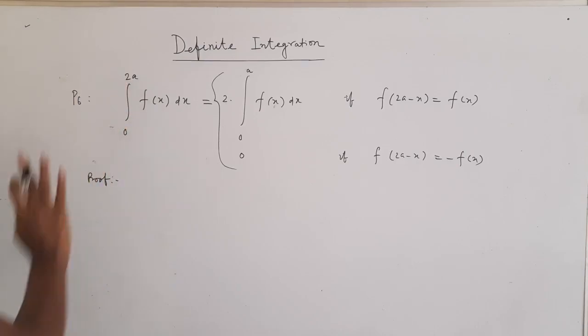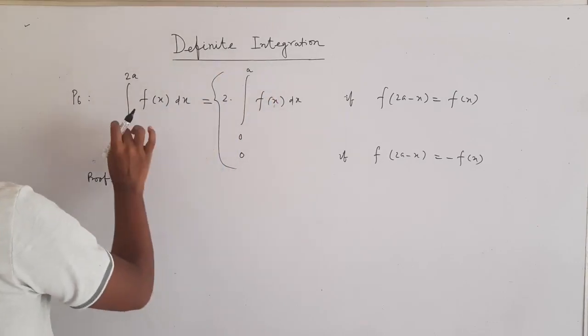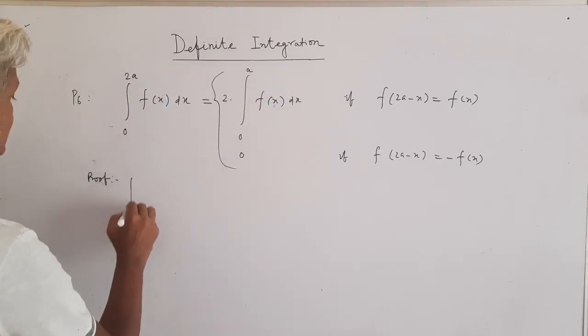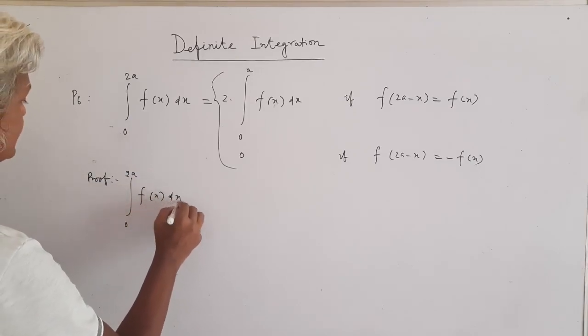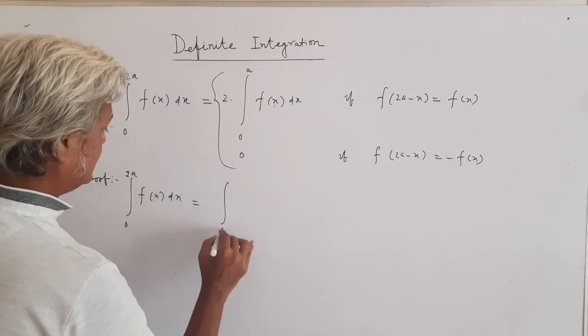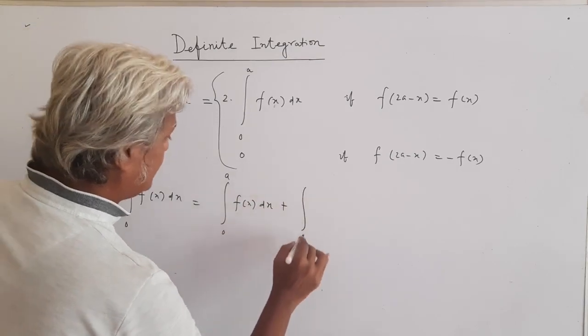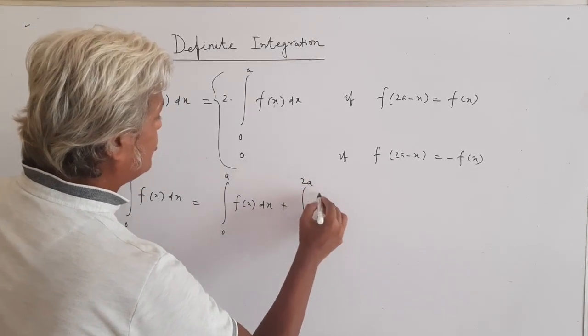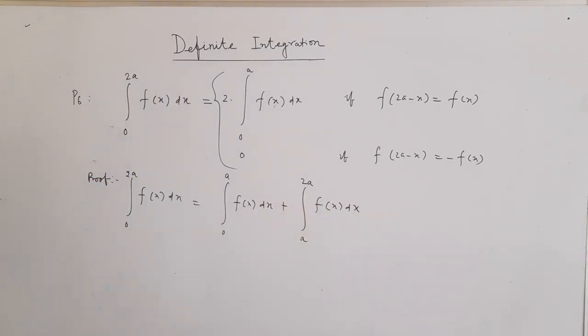Now you know that a definitely lies between 0 and 2a. So you can say a is definitely lying between 0 to 2a. So our question, the integral from 0 to 2a of f(x) dx, will become the integral from 0 to a of f(x) dx plus the integral from a to 2a of f(x) dx.